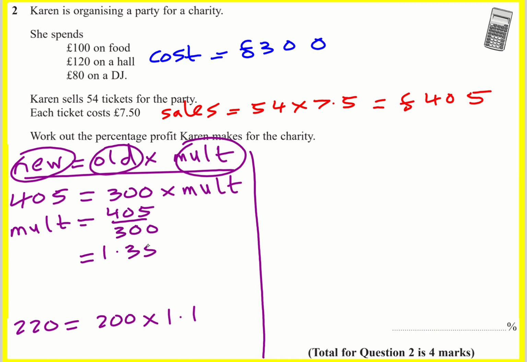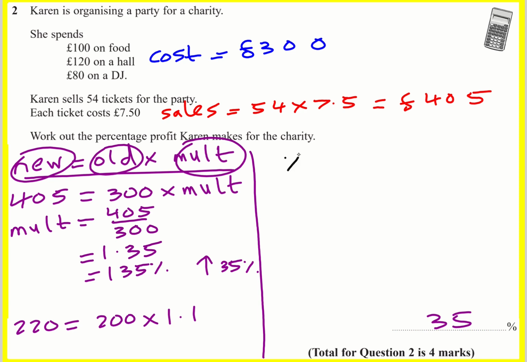And like I said before, a 10% increase gave me 1.1. If it's 1.35, that means there's a 35% increase or a 35% profit. So you could write it as 135%, and you can see it's gone up by 35%. Okay, that's the way I would do it.